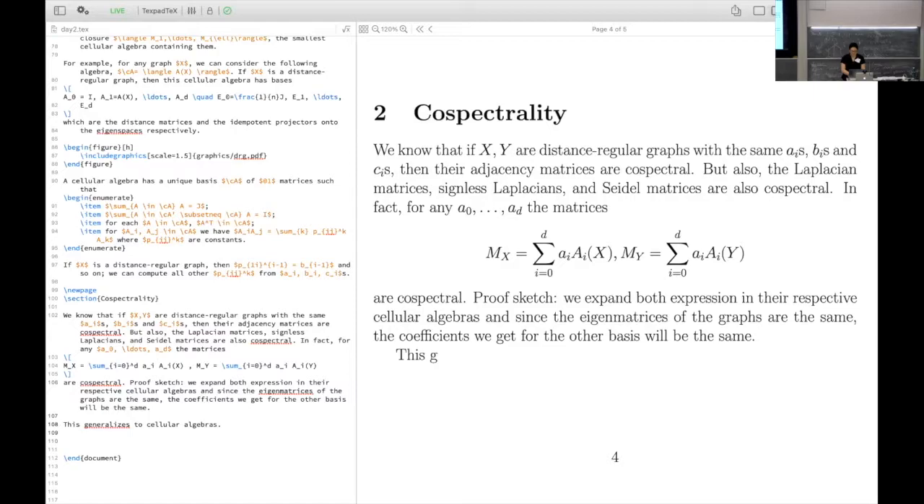What do you mean by them being cospectral? It means the PIJKs are the same. No, okay, so we're going to come to it very shortly on the next page.